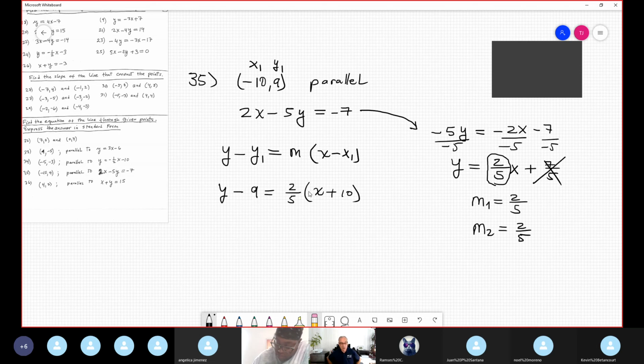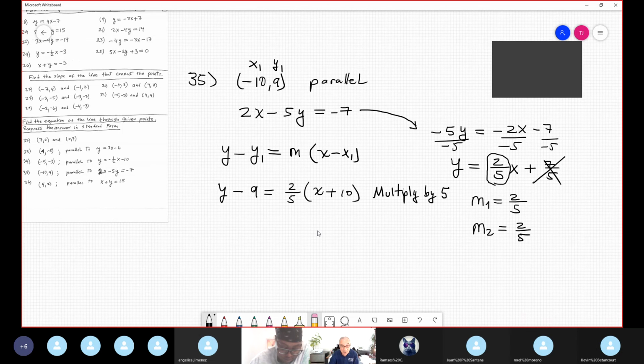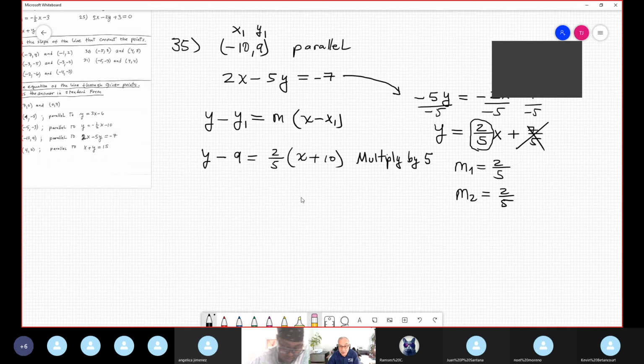Okay. And this is the moment in which I make a decision to multiply by 5, because my intention is to eliminate the fraction. I propose that way. You could distribute the fraction, it's okay, but the only disadvantage is the operation with the fraction.